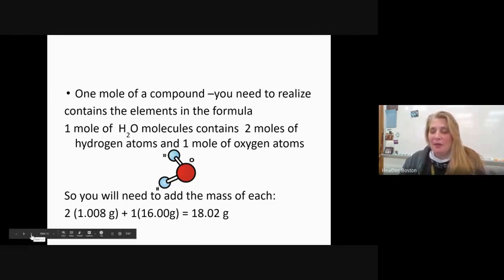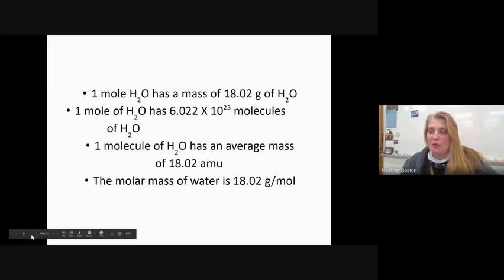18.016. But if you look on your periodic table of the elements, our masses are all given in 4 digits. That means that my answer will be rounded to 4 digits also, and we'll go over later what that means as far as significant figures. So 1 mole of water molecules has a mass of 18.02 grams. 1 mole of water molecules has 6.022 times 10 to the 23rd molecules of water. The molar mass of water is 18.02 grams.